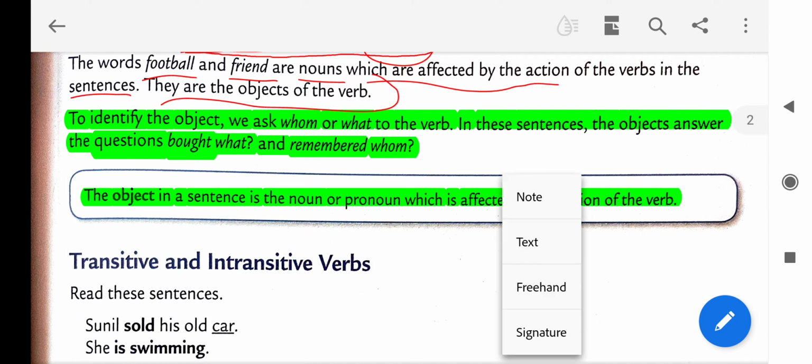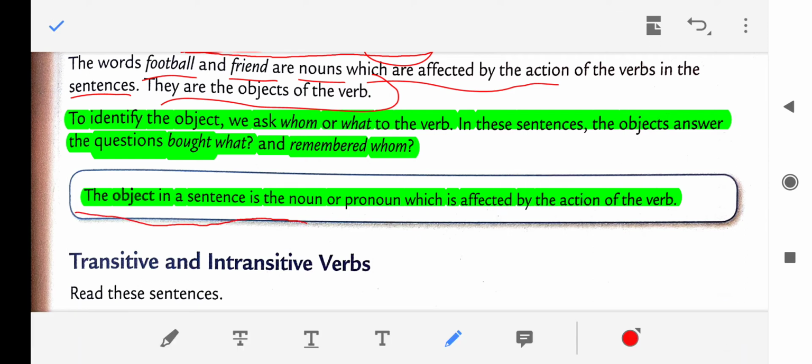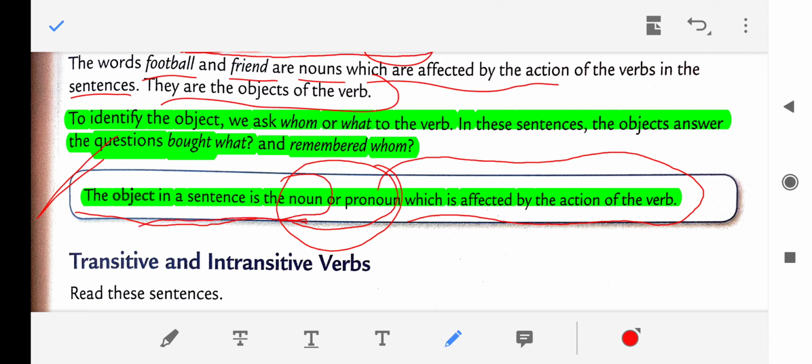In a sentence, the object is the noun or pronoun which is affected by the action of the verb. So the object in a sentence is the noun or pronoun which is being affected by the action of the verb.